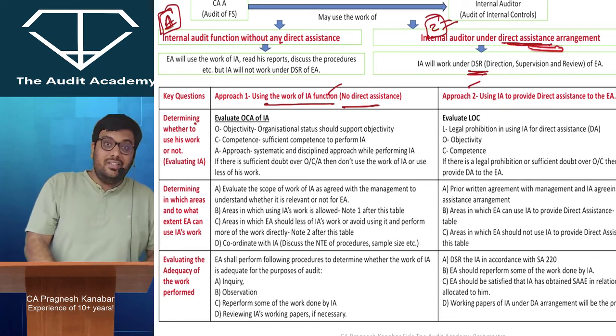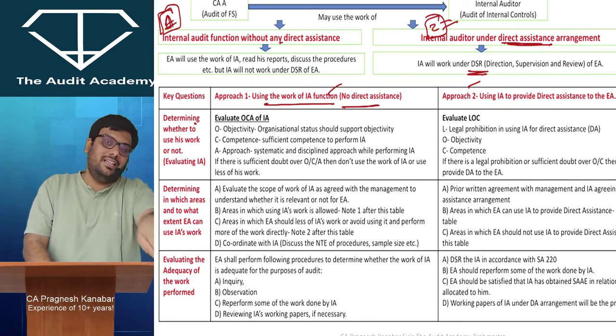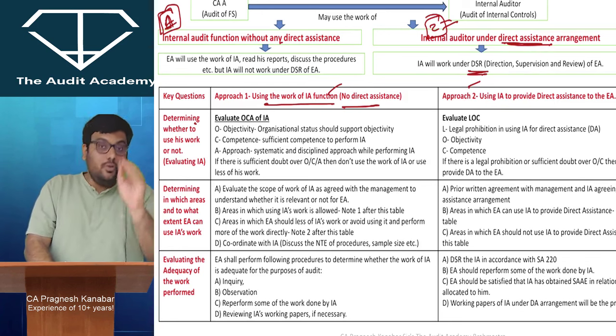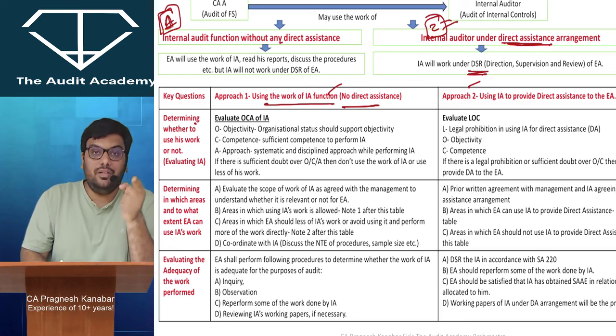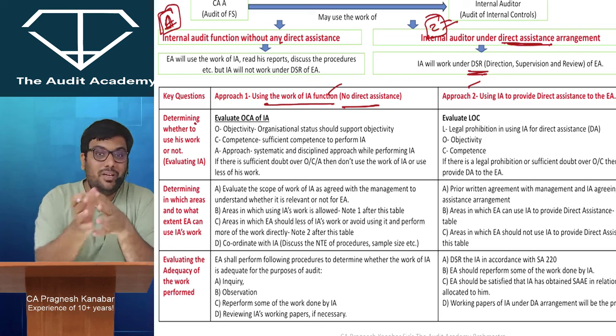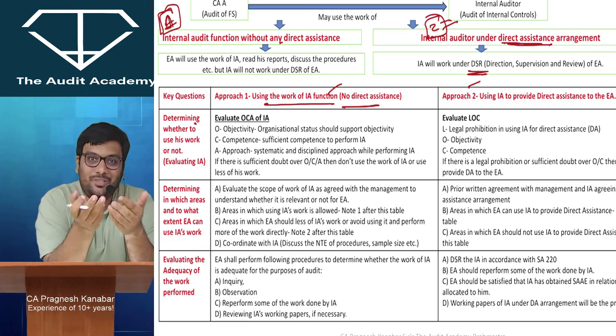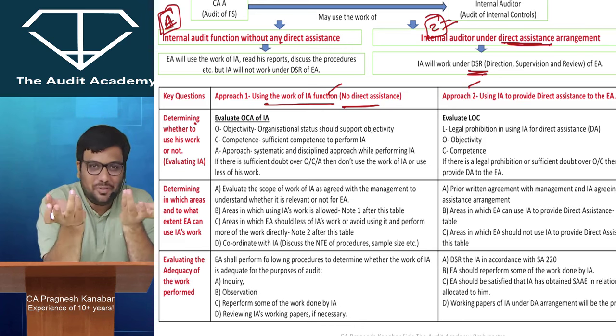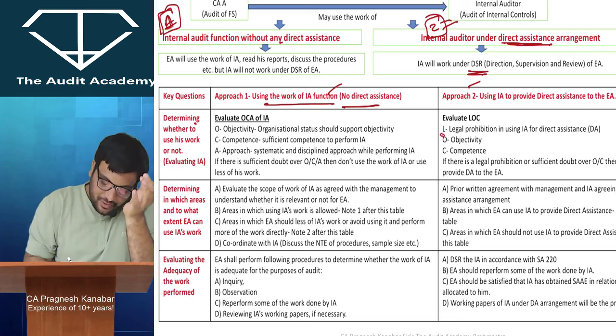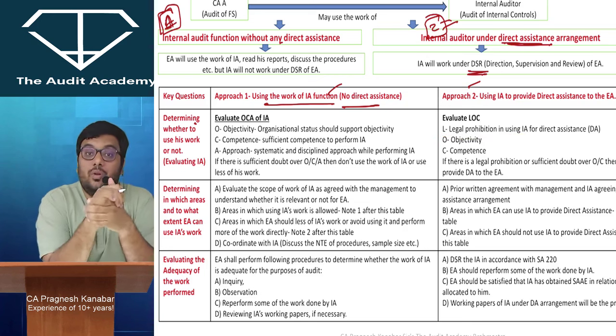Under direct assistance, you are going to give him the DSR, direction, supervision and review. So if you are going to give him the DSR, you will decide the approach. I'm not worried about the approach once he agrees for direct assistance. But I cannot improve someone's objectivity and competence, so that I will have to evaluate. And the very first thing that gets evaluated is the legal prohibition.